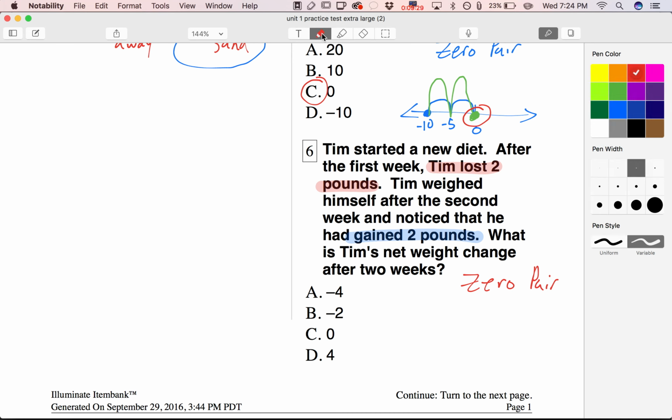So these 2 things, you have first that he lost 2 pounds, so you have -2, then he gained 2 pounds. If we combine these, how much was the net weight? So how much in total did he lose after 2 weeks? So this would be 0 pounds if you add the 2 pounds here. Okay, so 0 would be your correct answer. Another problem with a zero pair. So I'm going to stop the video here, and there will be another video for the next page.